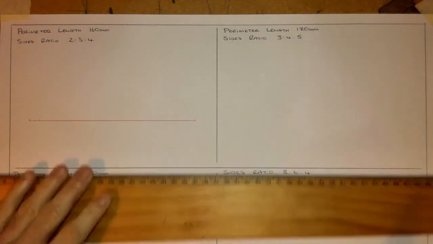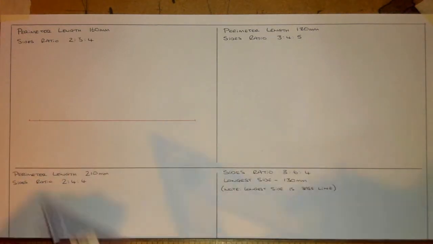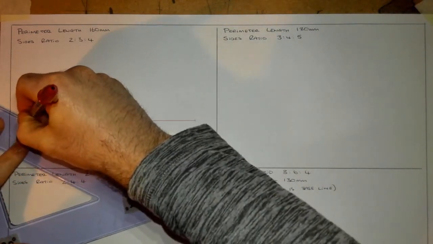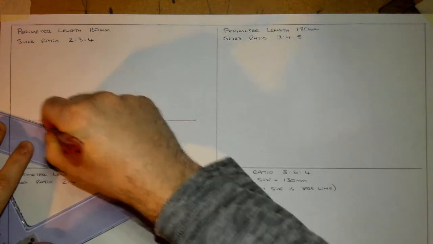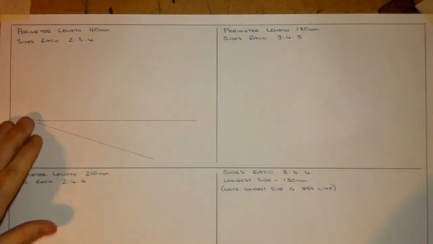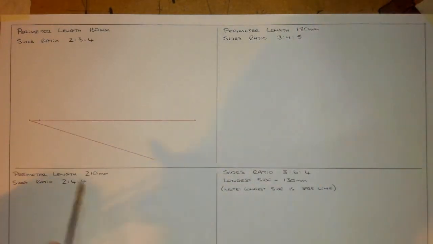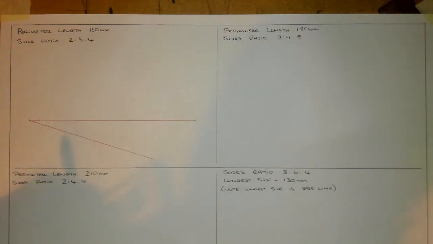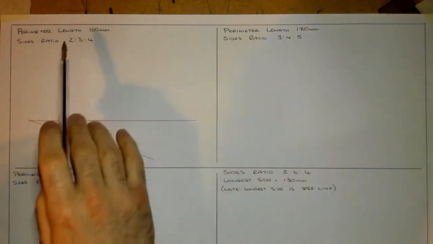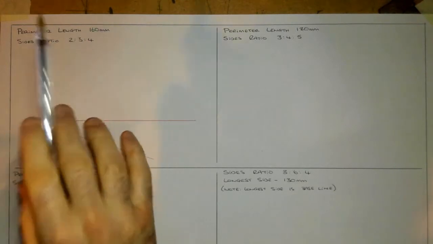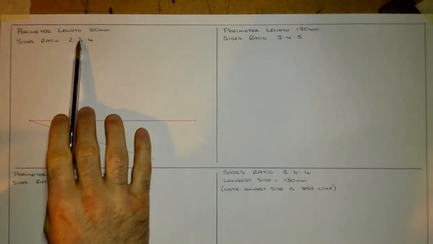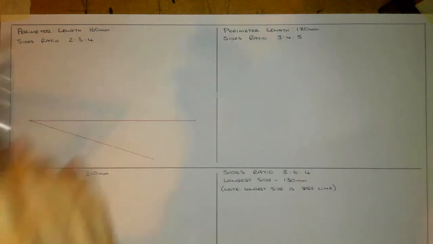Now underneath that line I am going to draw another line, which could have been done at any angle. I'm going to divide that line up into 9 equal portions of 10. You're probably wondering where I'm getting 9 from. Well, I know my side ratios are 2:3:4, and 2 plus 3 is 5, and 5 plus 4 is 9. So 2 plus 3 plus 4 equals 9.